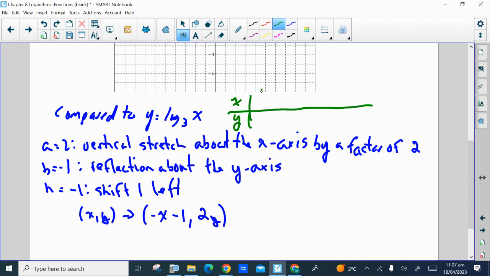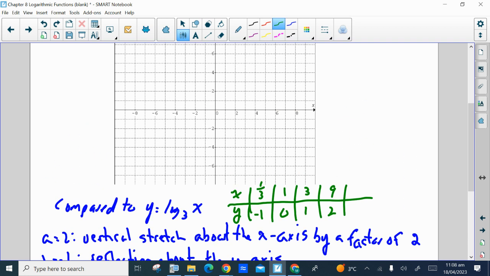Okay, so if x is a third, well, 3 to the power -1 would equal a third. When x is 1, 3 to the power 0 will equal 1. When x is 3, 3 to the power 1 equals 3. And when x is 9, 3 to the power 2 equals 9. So those are points on the original graph: (1/3, -1), (1, 0), (3, 1), and (9, 2).